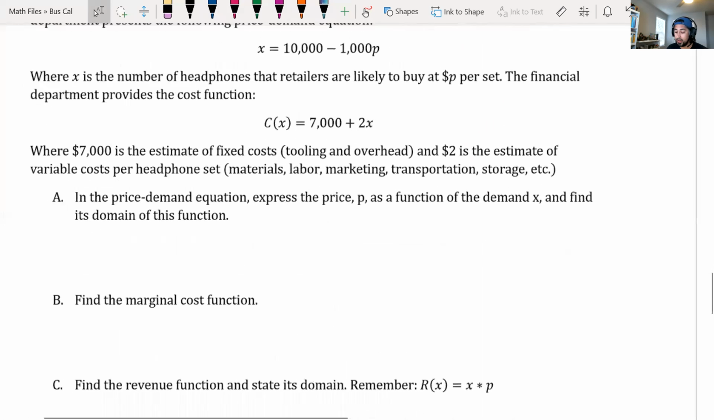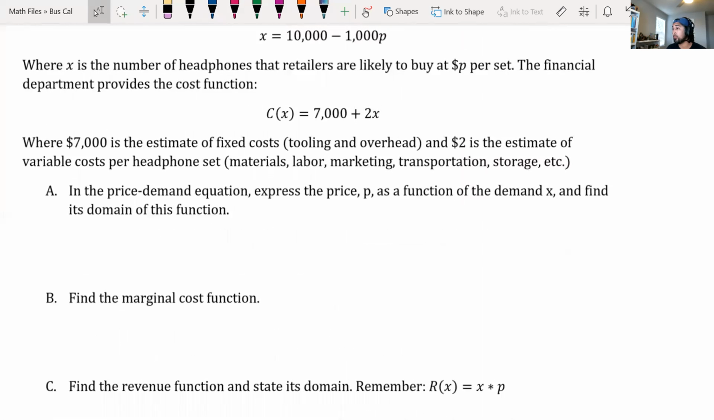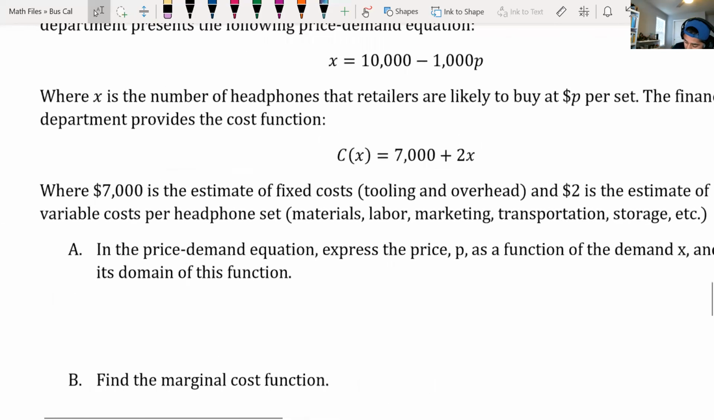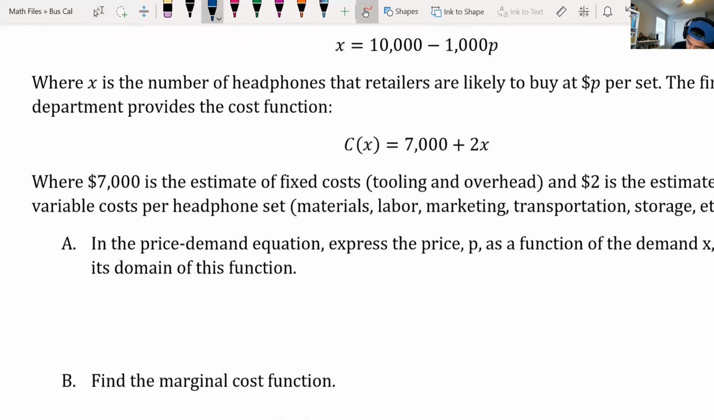If we find the domain of our function, then we will know the restrictions we must stay between that will make this company successful. So let's go ahead and do that. For A, I'm going to rewrite the price demand equation: x equals 10,000 minus 1,000p. And we're going to solve this equation for p.